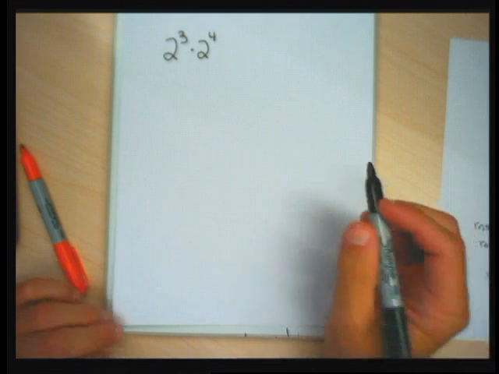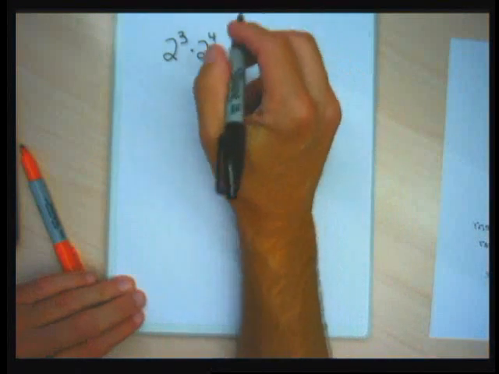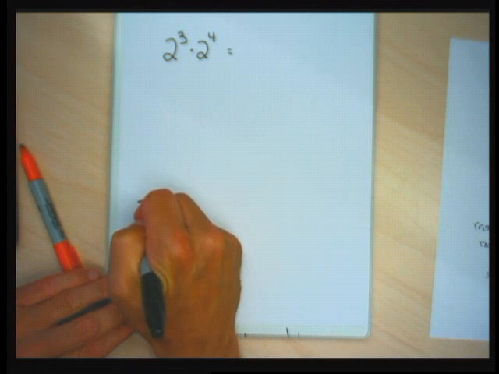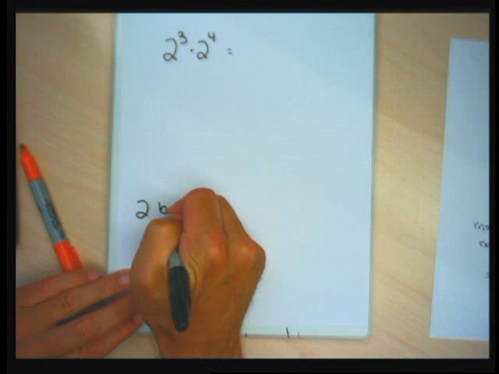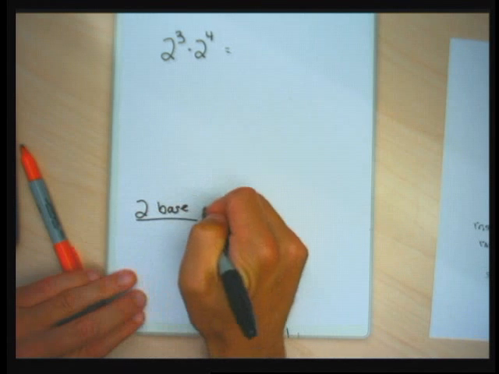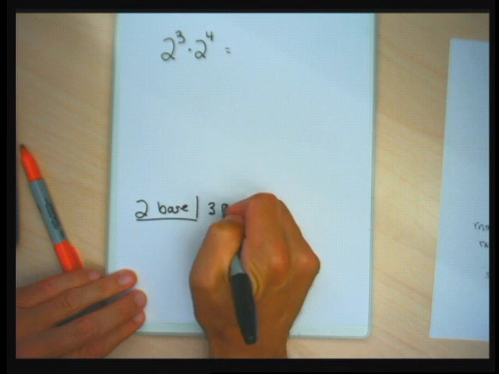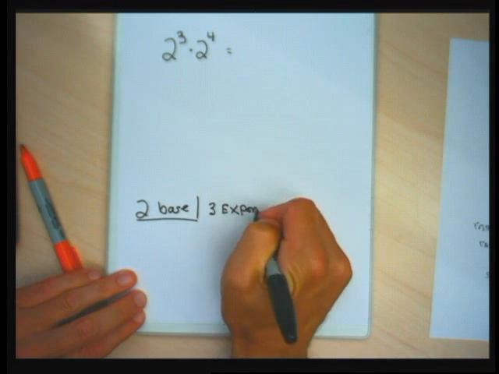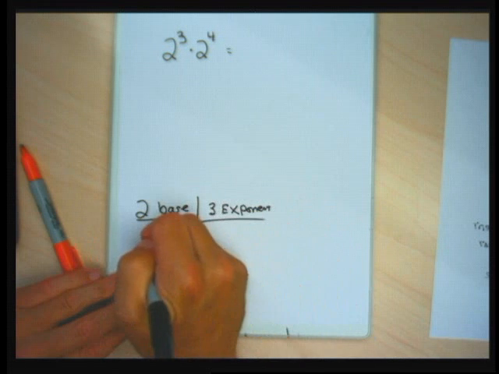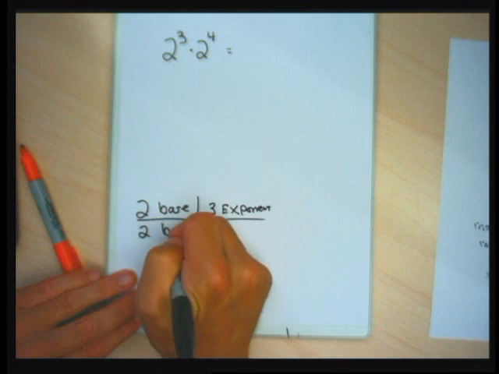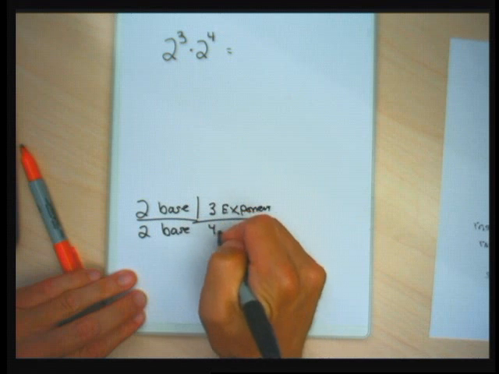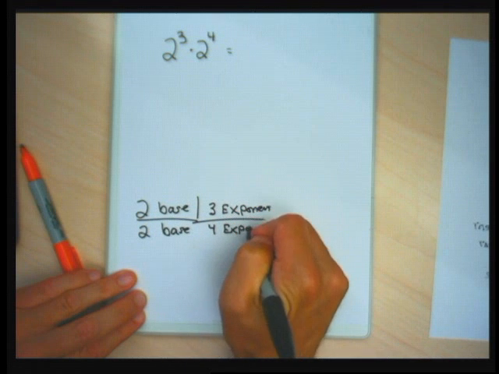So the rule applies. I'm multiplying each term. The first term has a base of 2, and an exponent of 3. The second term has a 2 for a base and a 4 for an exponent again.